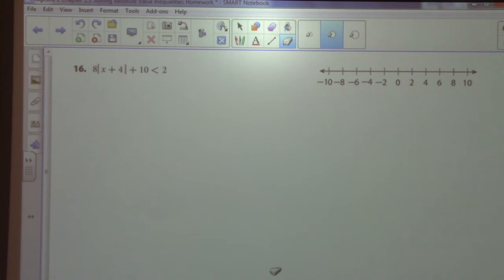Number 16, did you work out 16 yet? No. Oh, actually, yeah, I'm good. I'm good, because you don't have to put the signs on this. I'm good.